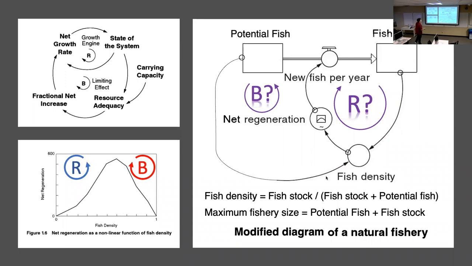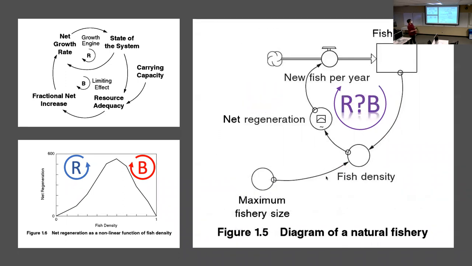And so what I've done here is I've gone from the old diagram, where we just had an unlimited supply of fish, and here the valve gets restricted according to this net regeneration curve. So as you get higher and higher fish, the valve opens, but then at some fish density, the valve starts to close. And that closing happens all inside here, but otherwise the source of the fish was viewed as unlimited. That's what this little cloud symbol is here.